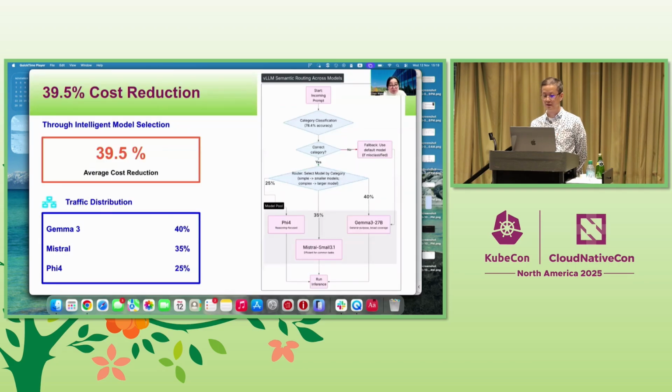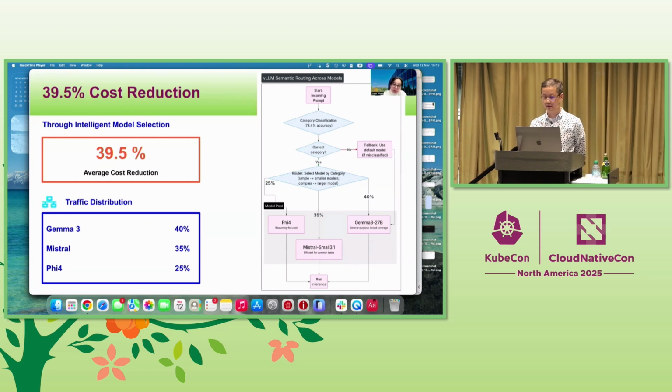So how does better accuracy translate into lower cost? It's simple. We're using the right tool for the job. We're not sending a simple query to the most expensive model. Our intelligent selection delivers an estimated 39.5% average cost reduction. And looking at the traffic distribution, the router sends 40% of traffic to Gemma, 35% to Mistral, and 25% to Phi-4. This distribution is based on the query's characteristics, not just a random split.